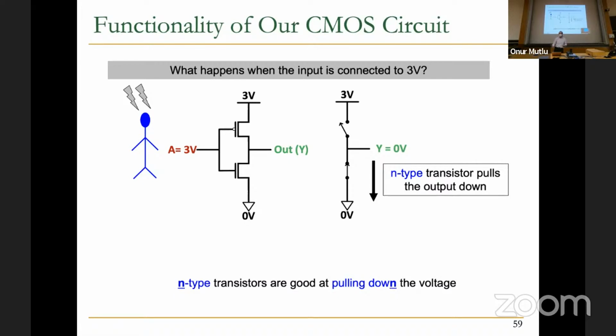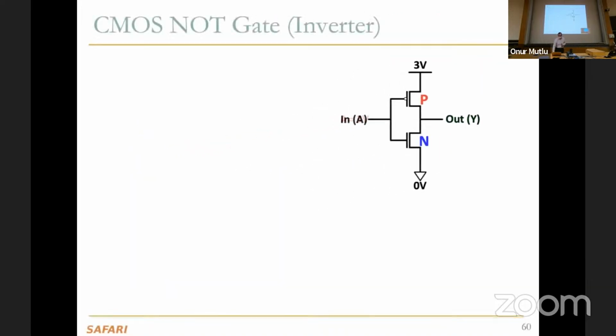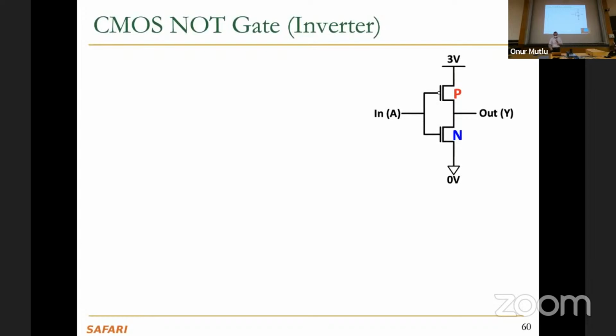Okay, so now we built an inverter. This is how you can build a logical inverter. You apply high voltage, you get low voltage at the end. You apply low voltage, you get high voltage at the output. This is also called a NOT gate.